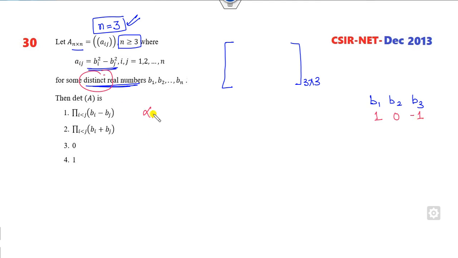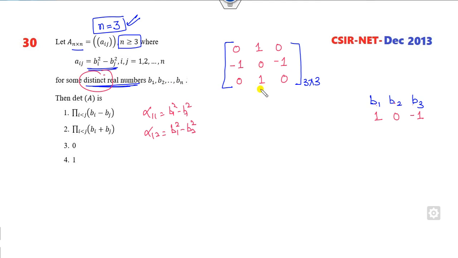So what is alpha 1,1? This is b1 square minus b1 square, it's 0. So the diagonal entries are 0. Alpha 1,2 is b1 square minus b2 square, so 1 minus 0, which is 1. Next is alpha 1,3, and so on. Alpha 2,1 is minus 1, alpha 2,2 is 0, alpha 2,3 is minus 1. Alpha 3,1 is 0, and alpha 3,2 is 1.